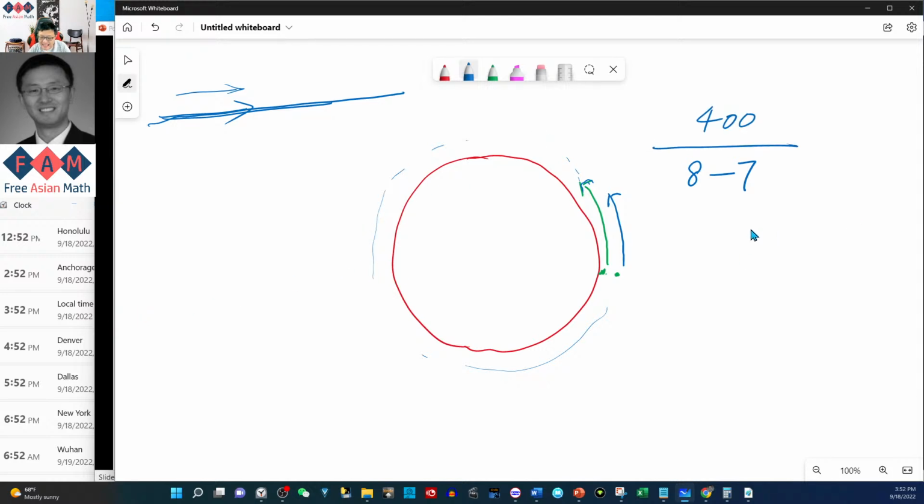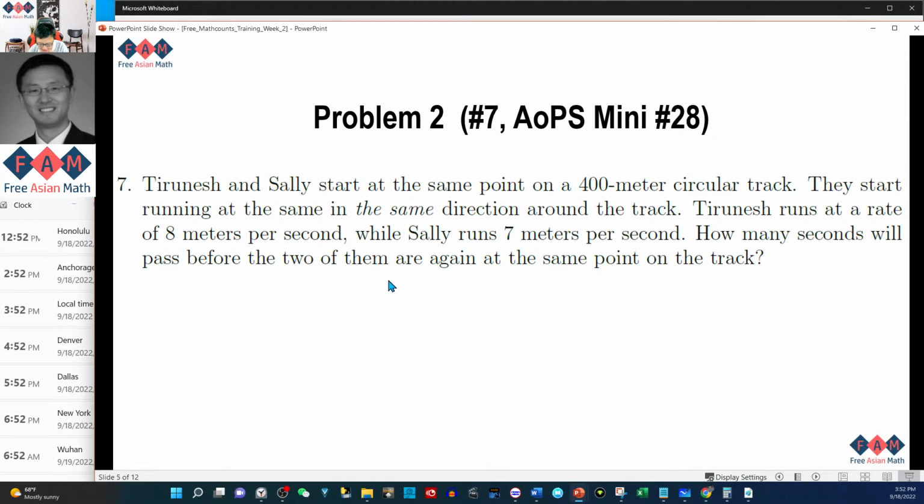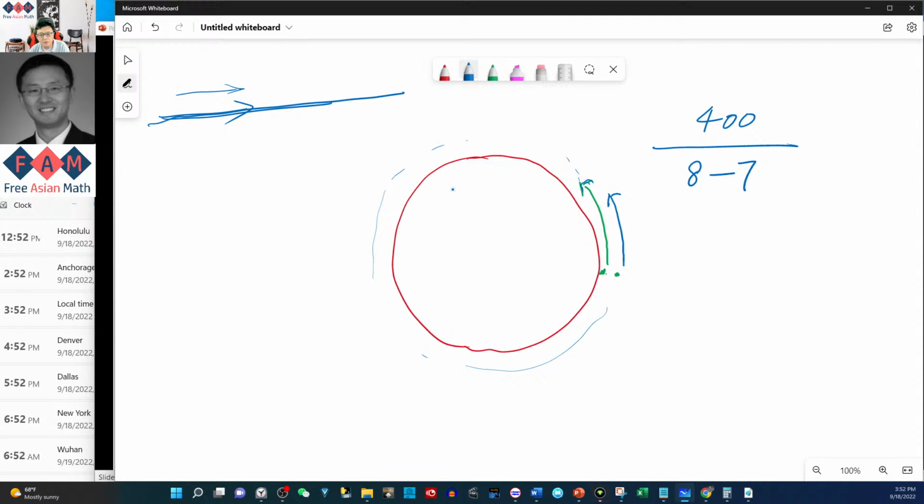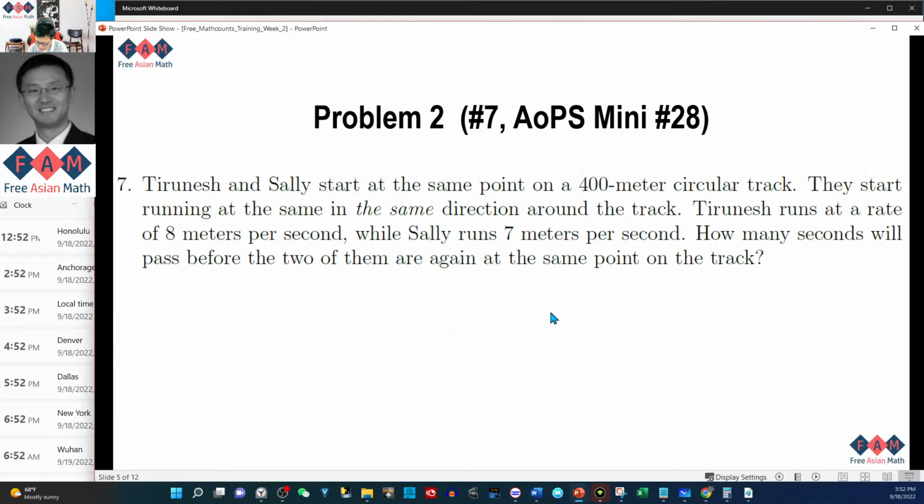So it would take this much time for Nash to catch up to Sally again. Okay, so this is a very straightforward, very basic word problem, but in a circular track field setup. So this will give us 400 seconds. Nothing but just a special setup in the circular track field. So this would be 400 seconds because the difference in terms of the speed is just 1 meter per second, and this is a 400-meter circular track.